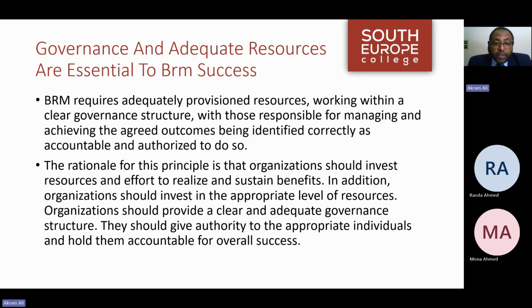The rationale for this principle is that organizations should invest resources and effort to realize and sustain benefits. In addition, organizations should invest in the appropriate level of resources. Organizations should provide clear and adequate governance structures. They should give authority to the appropriate individuals and hold them accountable for overall success.